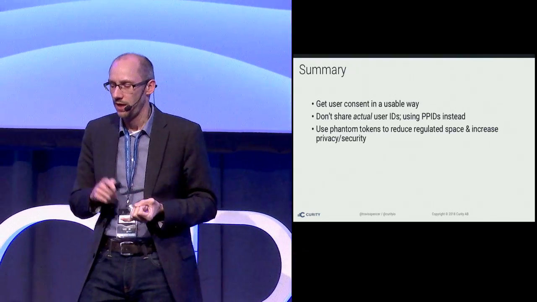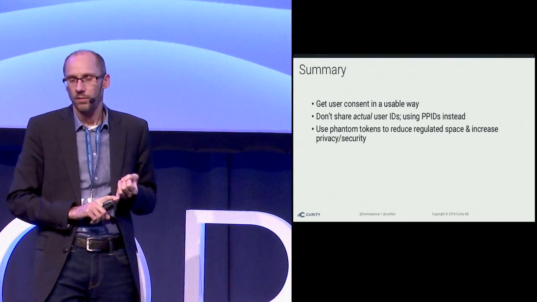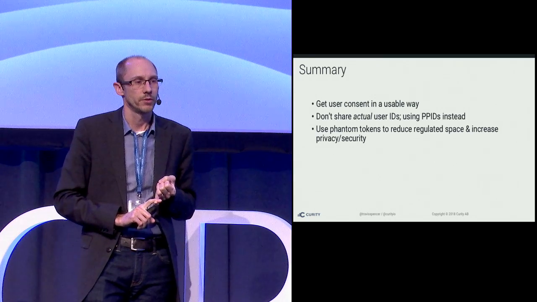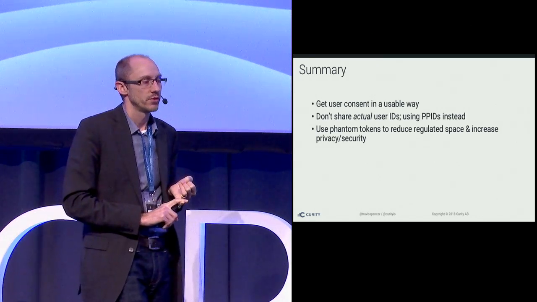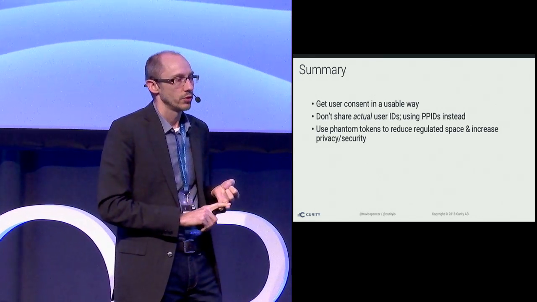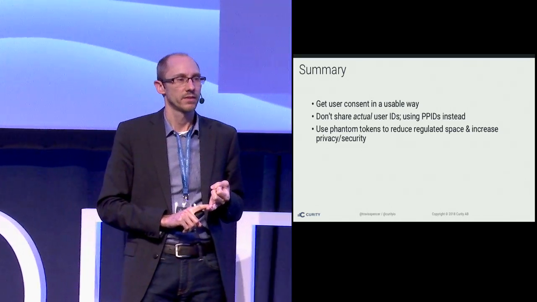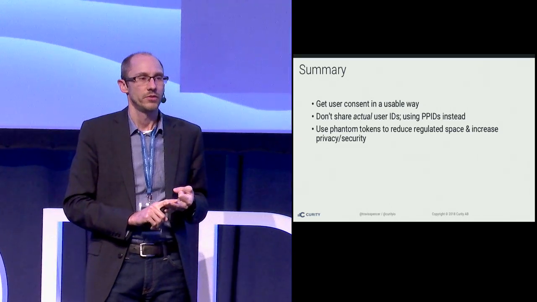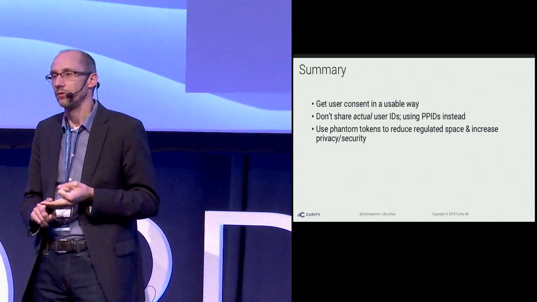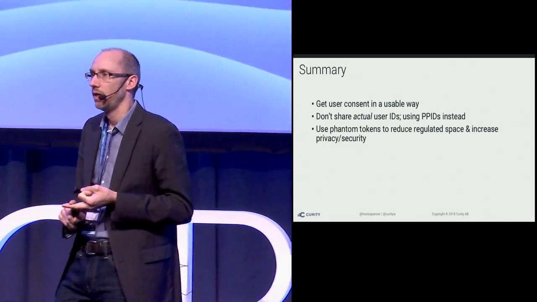So in summary, to help you meet GDPR, make sure and provide good user consent screens using those tips that I gave you. Don't show the actual user ID, but mask that using a PPID, and use the phantom token pattern to reduce the regulated space that you have in your APIs.